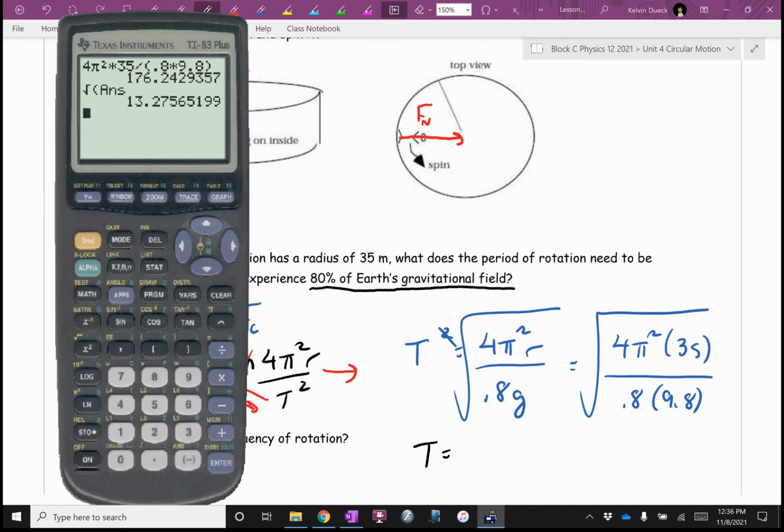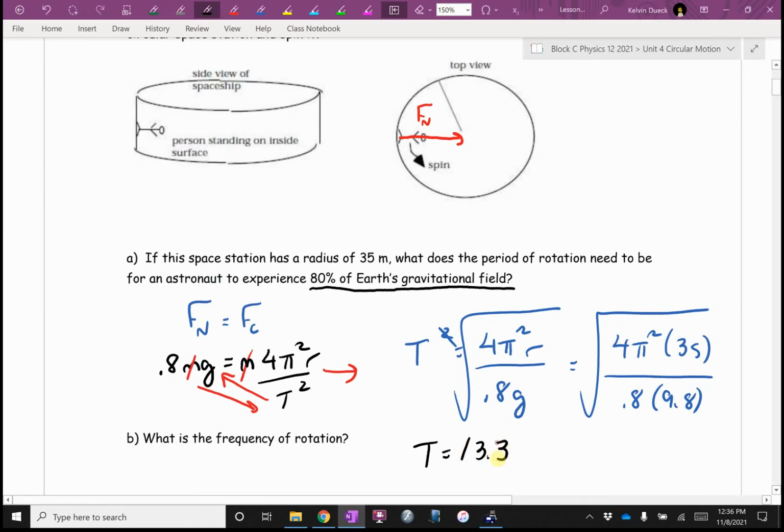I got 13.27565. As did I. So I'll write 13.3, but I'll just store this on my calculator. What are the units for period? Seconds.